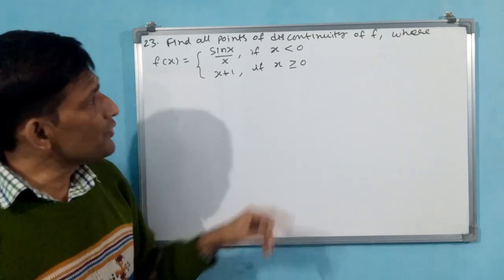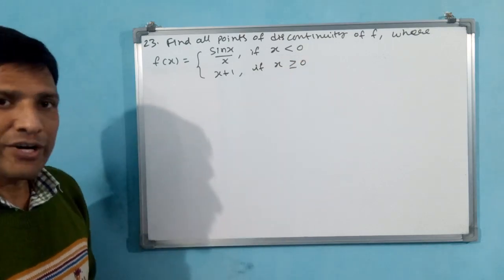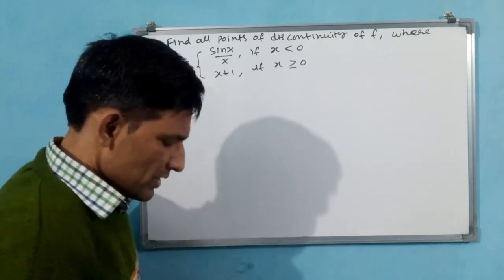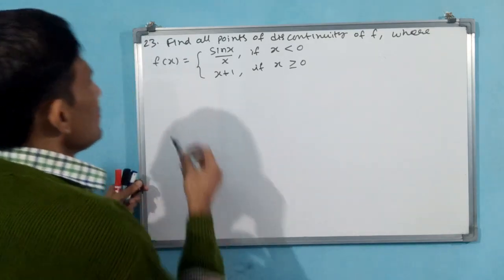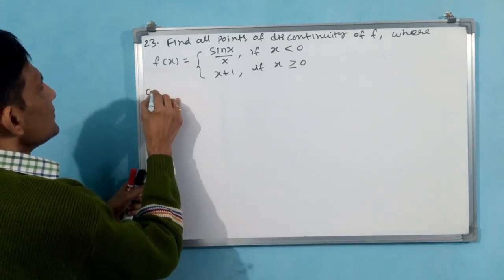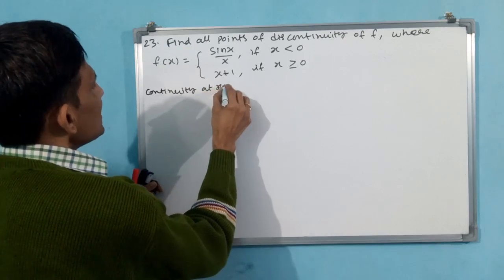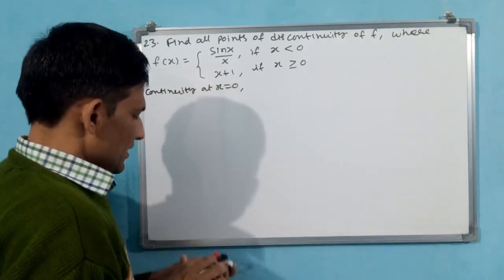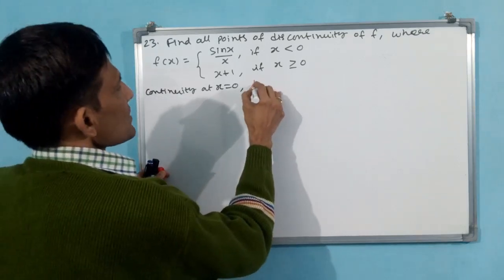If at all any discontinuity is there, at 0 only it has to be discontinuous. Okay. Let us find continuity at x is equal to 0. Write down: continuity at x is equal to 0.